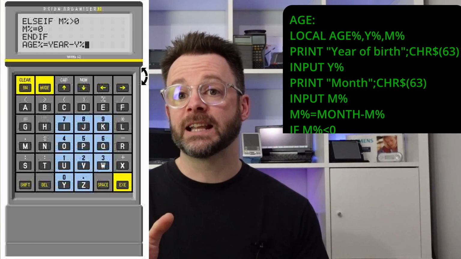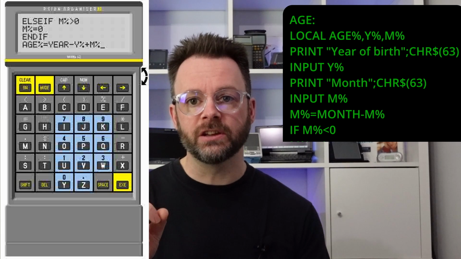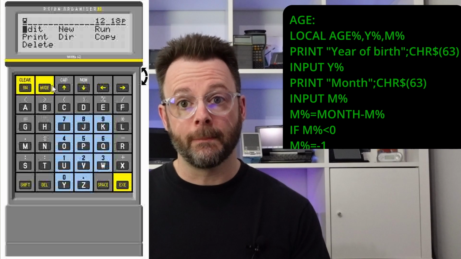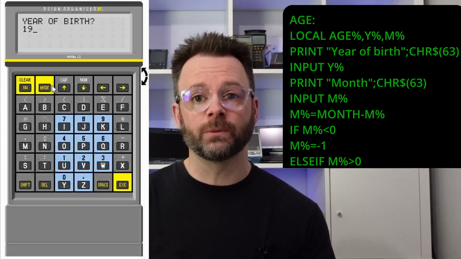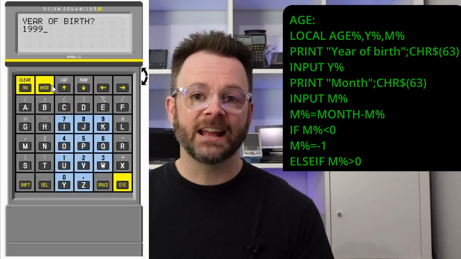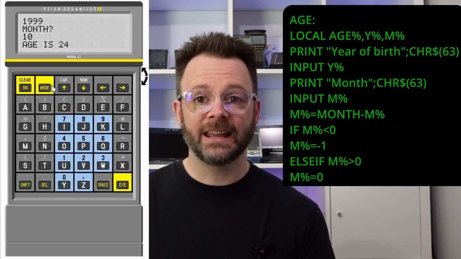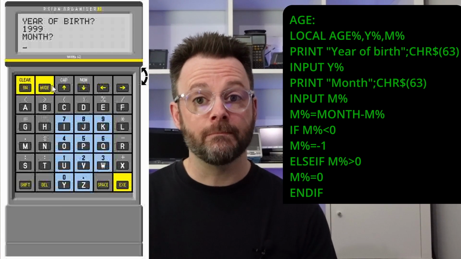First of all, if M% is less than 0, then we're going to want to deduct 1 year from our calculation. So we're going to make M% equal -1. If M% is greater than 0, that means that we've already had our birthday. And so M% will equal 0. We're going to close that if statement and then amend our calculation by adding on M%.